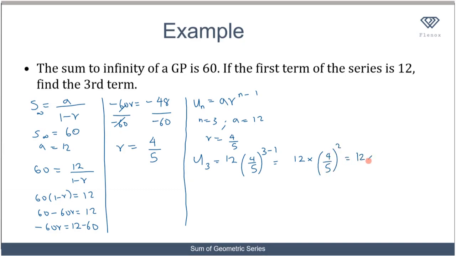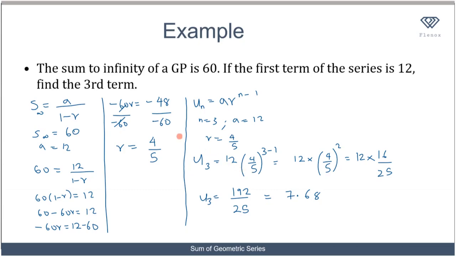And that becomes 12 times 4 squared, which is 16, over 5 squared, which is 25. So u3 now becomes 12 times 16, which is 192, over 25. And if you want to write it in decimal, it's the same as 7.68. So as you can see now, the third term of this series is 7.68.